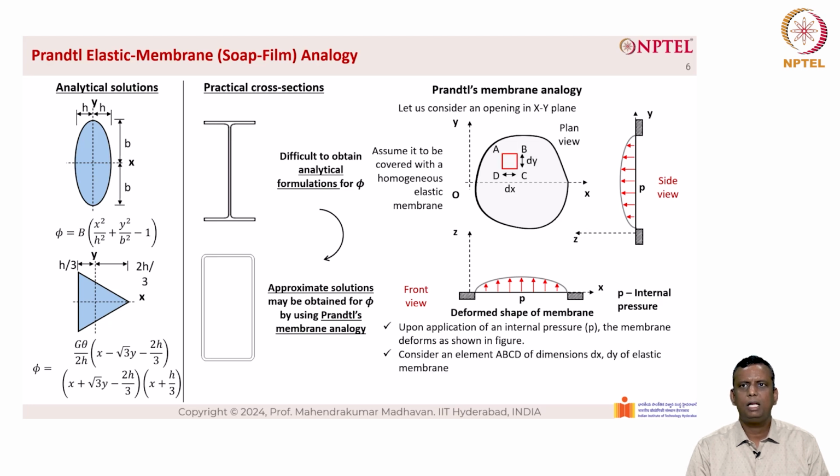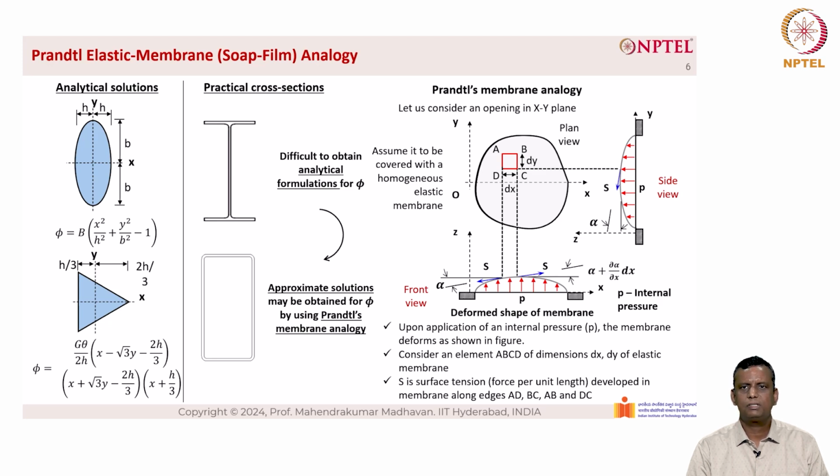Consider a small element ABCD of dimensions dx and dy of the elastic membrane. S is the surface tension, which is defined as the force per unit length developed in the membrane along the edges AB, BC, AD and DC. The surface tension is given in this figure. For the front view, it is defined as S for the left-hand side, with a small increment on the edge BC, it is S plus dou S by dou x into dx. Similarly, for the side view, it is defined as S on the left-hand side, which is for edge DC, and for the edge AB, it is S plus dou S by dou y into dy.